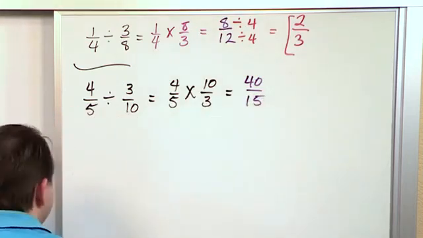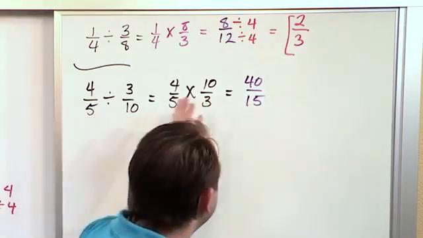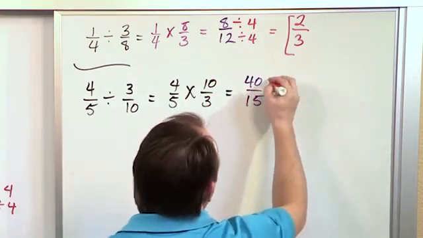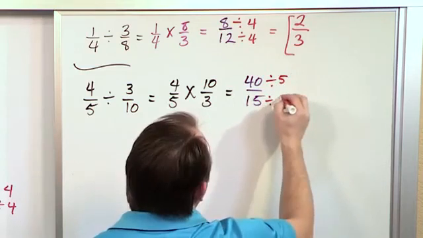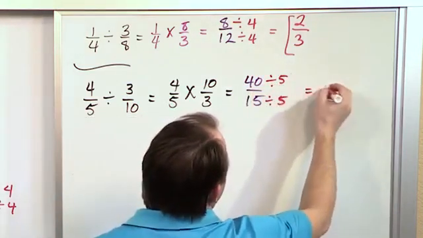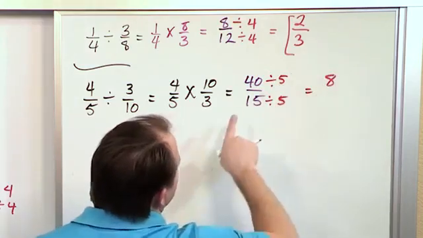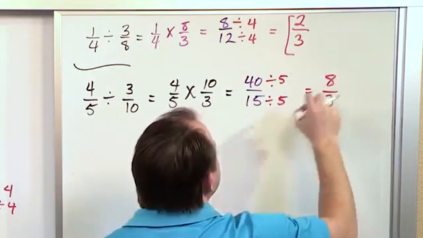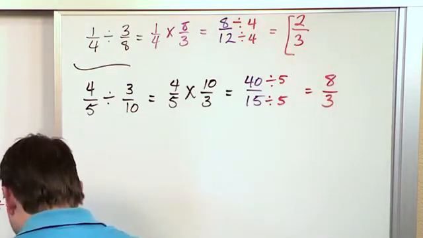Now we have a couple of options. We can simply convert this to a mixed number straight away, but we also notice that we can simplify this. We can divide both of these by 5. So just to make it different, let's divide them first. 40 divided by 5 is 8, because 8 times 5 is 40. 15 divided by 5 is 3. So now we have an improper fraction that's much smaller. We still need to convert it to a mixed number.